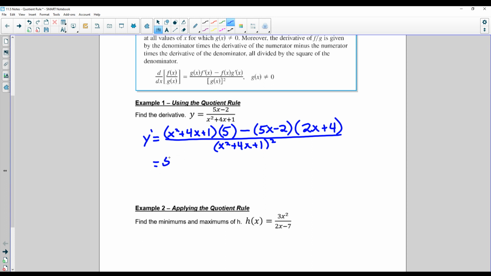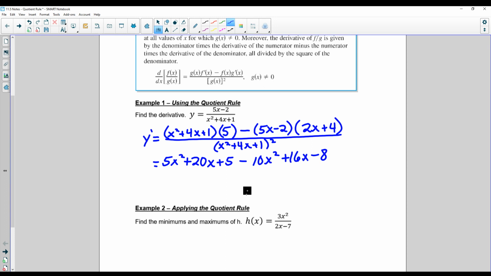I'm going to distribute my 5, and I get 5x squared plus 20x plus 5. And be careful with this minus sign. I'm just going to leave it out in front for now. But when I distribute all of these together, I get my 10x squared, and I get my minus, let's see, it'd be a minus 4x plus 20x. That'd give me a plus 16x. And then I'd get a minus 8 at the end.